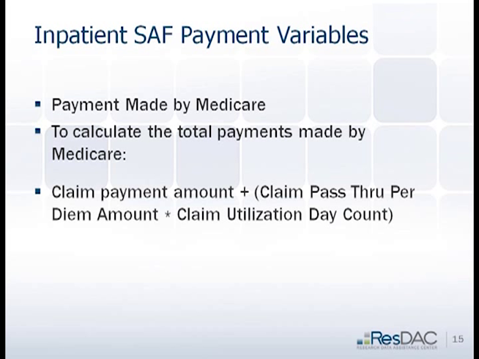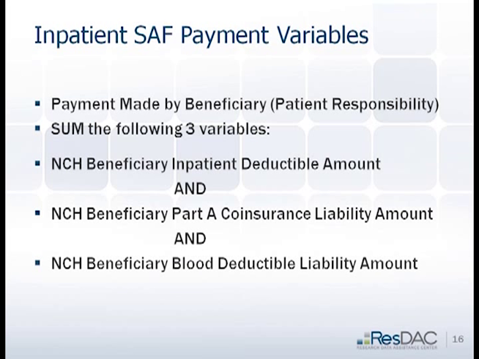So if I'm in the hospital 5 days, and the per diem for that hospital was 100, they actually get paid $500 for the pass-through amount and not just the 100. So be sure you use both variables. And then sum that additional amount to the claim payment amount to get the total payment made by Medicare. For the beneficiary, again, there's 3 variables: the deductible, the co-insurance, and the blood deductible. And you just need to sum those to get the total amount that the beneficiary is responsible for.